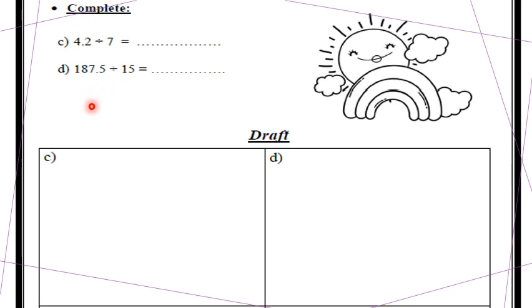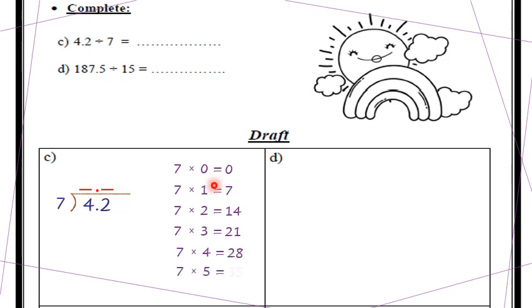Another exercise. We have 4.2 divided by 7. I'm going to write the dividend here, 4.2, and the divisor would be out. And let's count how many digits here in the dividend. Digit, decimal point, and digit. So also the quotient will be digit, decimal point, and digit. I will leave a space here according to the numbers of the dividend. And let's write here in the draft table 7 from 0 till 5, and if I need more, I will continue.